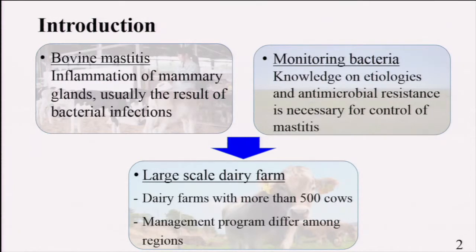So the distribution of bacteria in a large farm may differ among regions and between individual farms. To fill this gap, a study of the bacteria from a single large-scale dairy herd could be used to devise a mastitis controlling program.